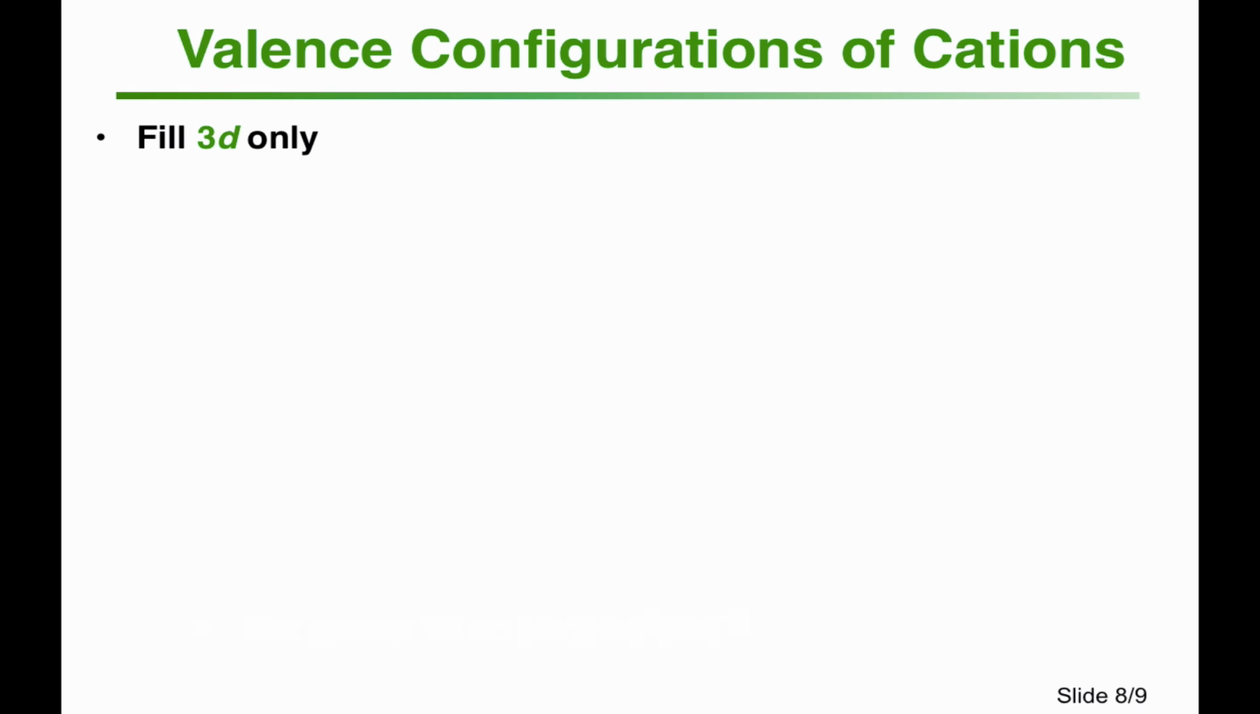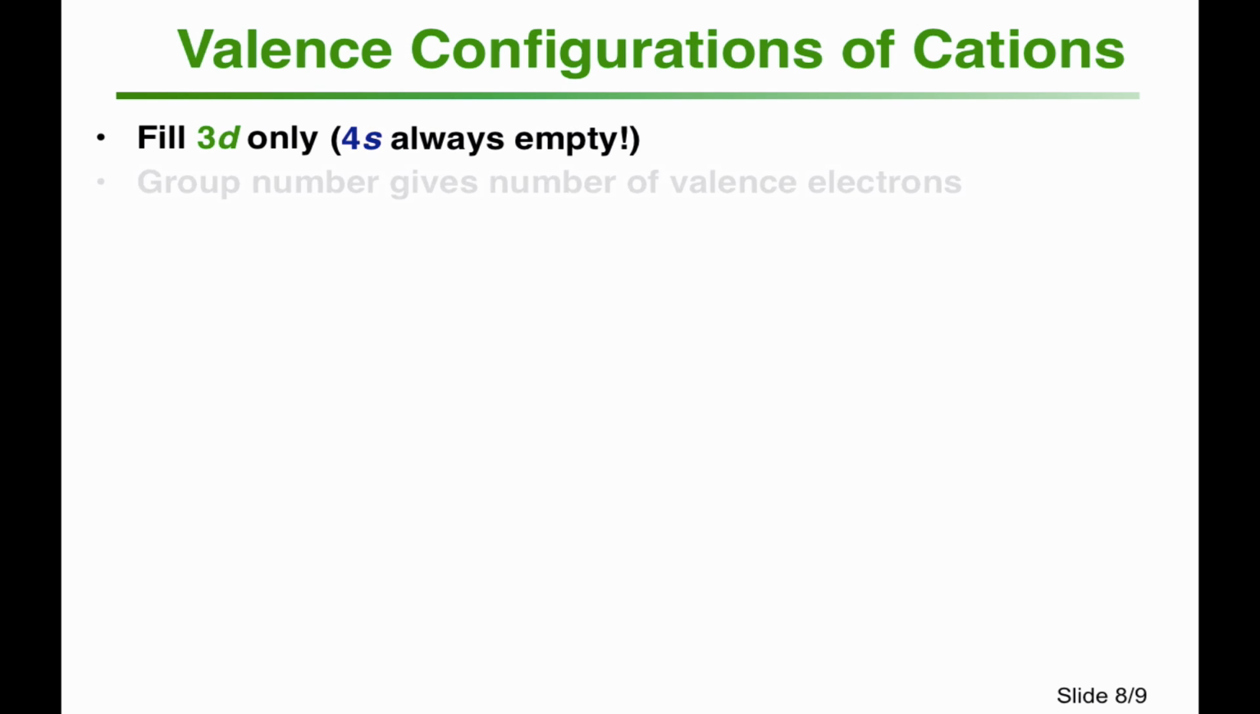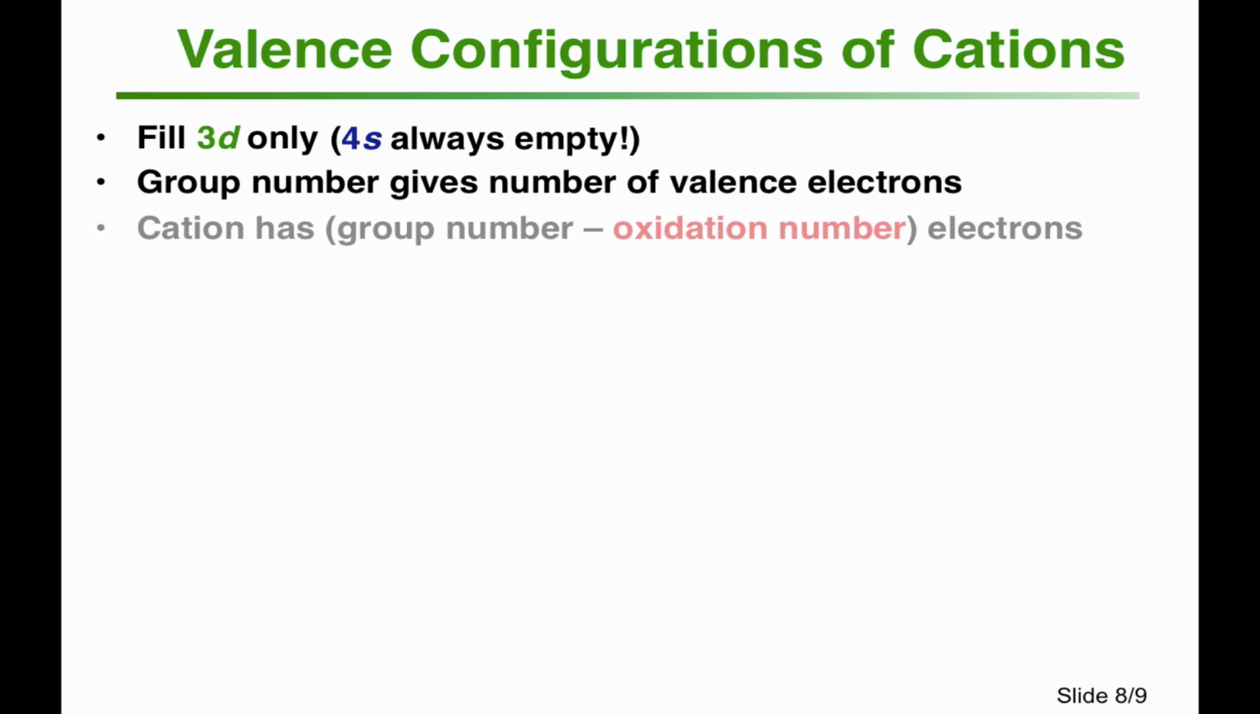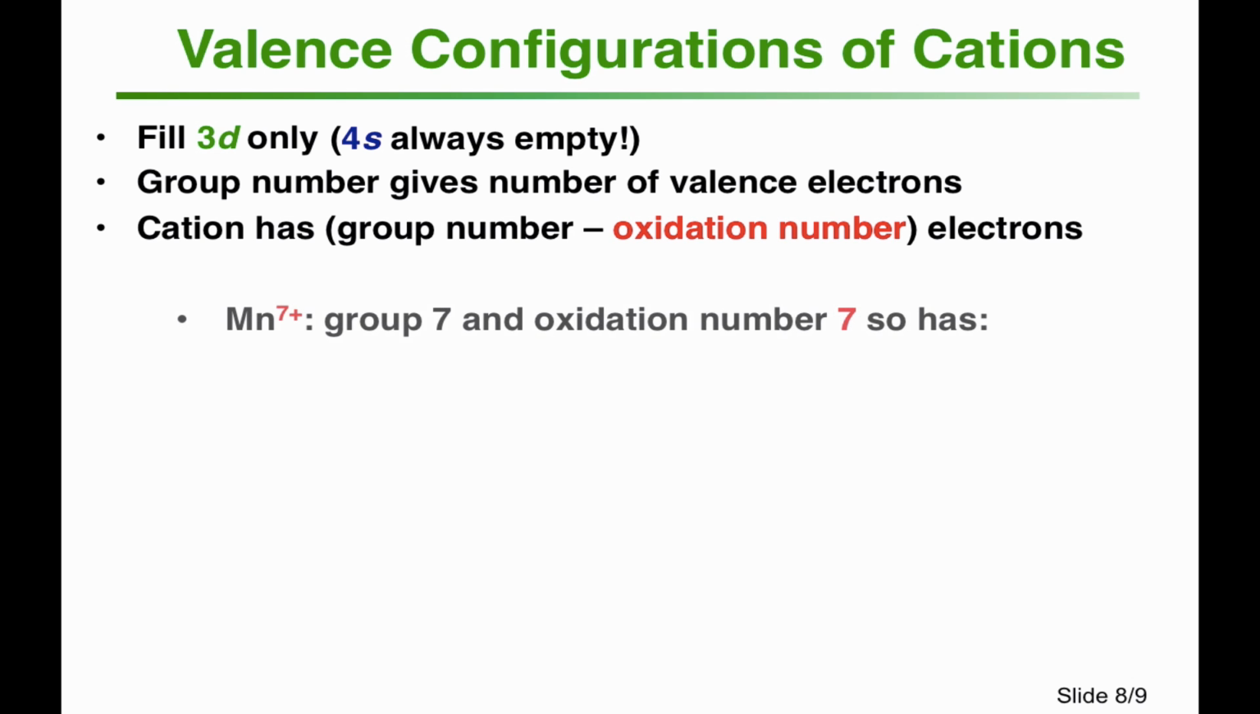In their complexes, the transition metals are cations. These are actually much more simple. In the cations, only the 3d are ever occupied. The 4s is always empty. The group number tells us how many valence electrons the atom would have. The oxidation number tells us how many that cation has lost. So the group number minus the oxidation number tells us how many electrons are left over, and these will fill the 3d only. So manganese is in group 7.